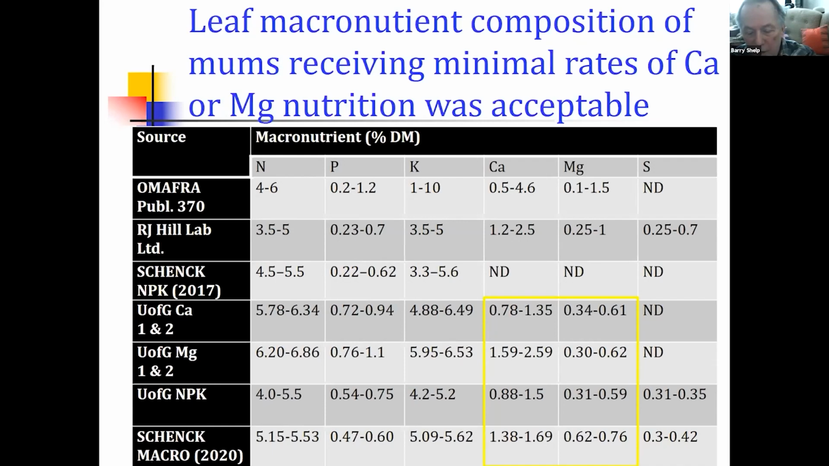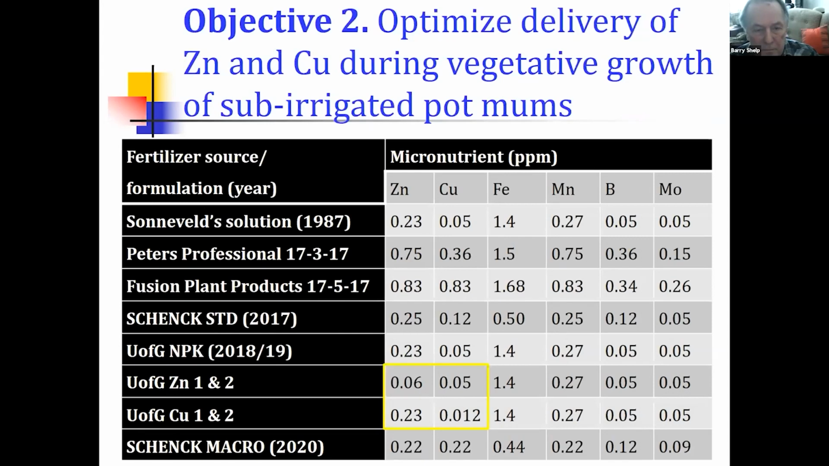Then at this point we shifted our focus to the micronutrients. This slide shows the same fertilizers I showed you above, but this is the micronutrient composition in chronological order from when we used them. We first examined the zinc and copper levels, and we used zinc and copper levels that were 1/5 the level in the Schenck solution, which, as you can see, is lower than any of the other commercial fertilizers.